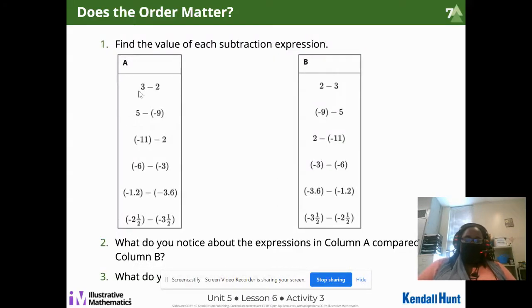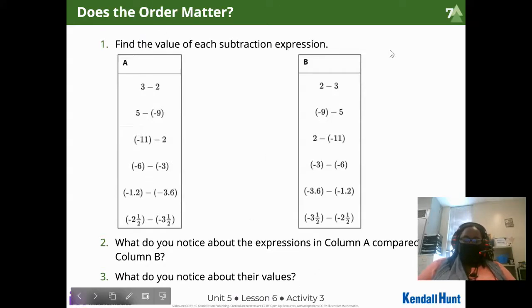Next one, we're doing the same thing. They ask you to find the values. They flip the numbers around. So column A, we got 3 minus 2, 5 minus a negative 9. We got 2 minus 3, negative 9 minus 5. Again, simplify each of these. And then it says, what do you notice about the expressions in column A compared to column B? Then it also says, what do you notice about their values? So did the values change or did you notice a difference in A and B?